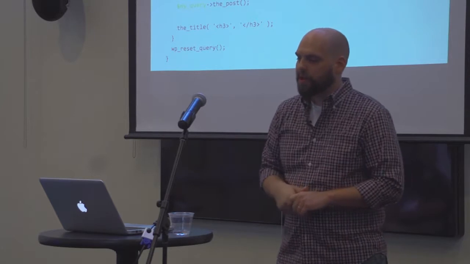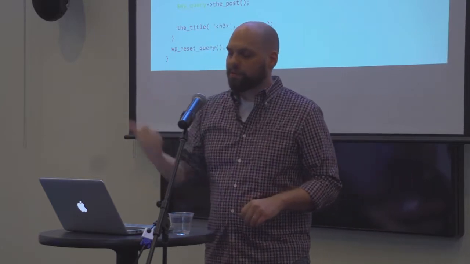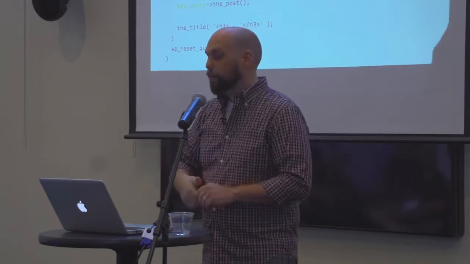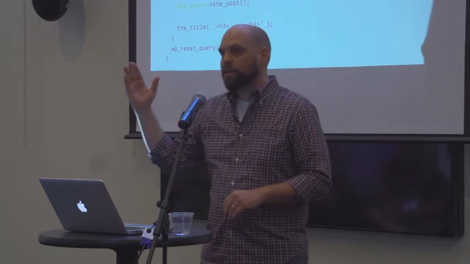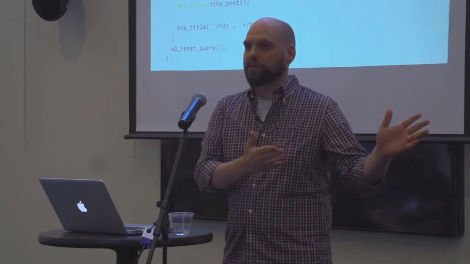So we instantiate a new WP_Query. We make sure it has posts. We start looping through the posts. We set up the global post object, and now all our template tags work. When we're done, we clean up. We reset the query.